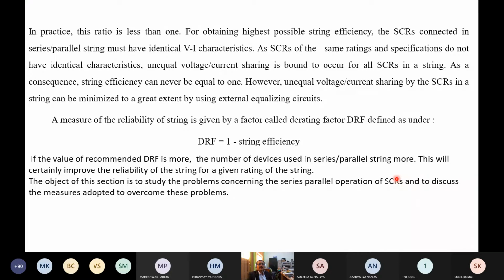From the string efficiency, there is another term, that is DRF, derating factor. Okay. DRF is 1 minus string efficiency. If DRF is more, the number of devices used in series parallel is more. This will certainly improve the reliability of the system. So the objective of this section is to study the problems concerning the series parallel operation of SCRs and to discuss the measures adopted to overcome these problems. Okay, just 1 minute.